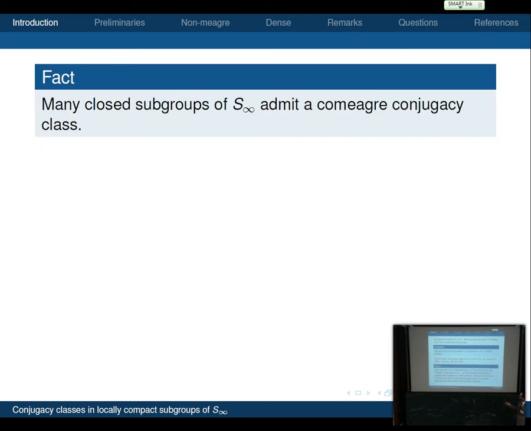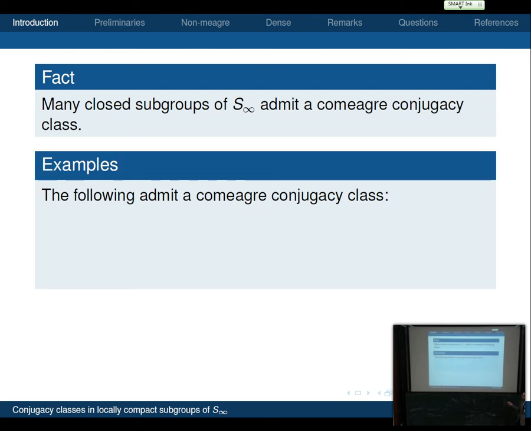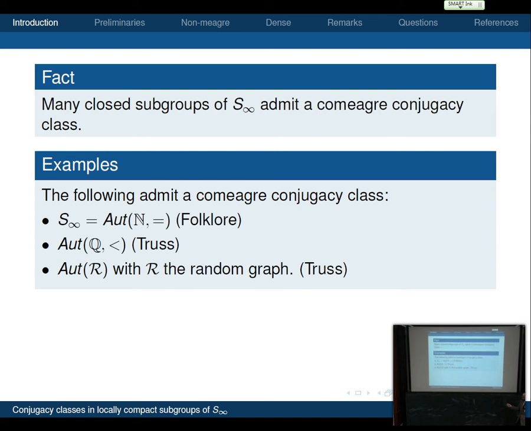Okay, so what might you ask about these things? Since we're talking about homogeneous structures, many automorphism groups of homogeneous structures, or if you prefer closed subgroups of S infinity, admit a co-meagre conjugacy class. For example, the following admit a co-meagre conjugacy class. S infinity was long known to do that. The order automorphisms of the rational order have a co-meagre conjugacy class by some work of Truss, although I've been told that this had maybe been known earlier. And then the automorphism group of the random graph also admits a co-meagre conjugacy class.